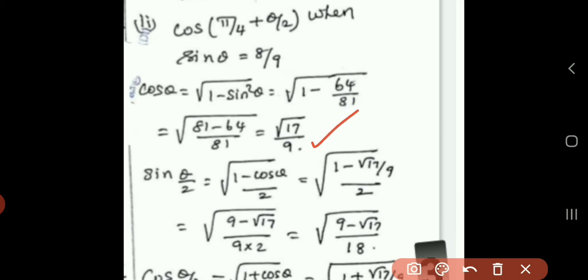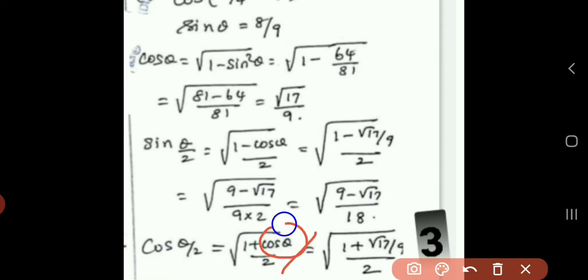And then I want to find the value of sin theta by 2. The sin theta by 2 formula is root of (1 minus cos theta) by 2. Here the value of cos theta I can substitute, for (1 minus root 17 by 9) divided by 2. Then take LCM for the numerator. It changes this as (9 minus root 17) divided by 9 into 2. And then square root of (9 minus root 17) by 18. So this is the value of sin theta by 2.